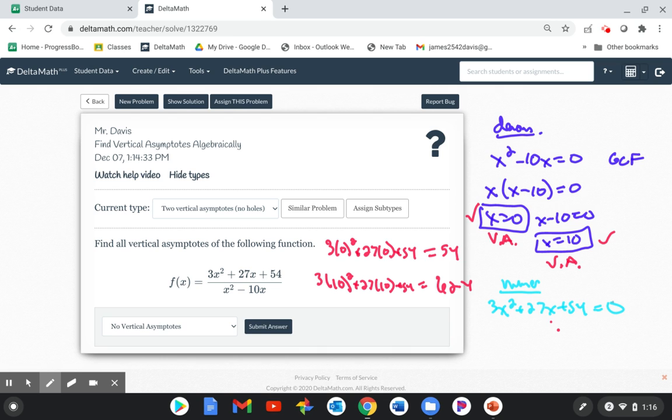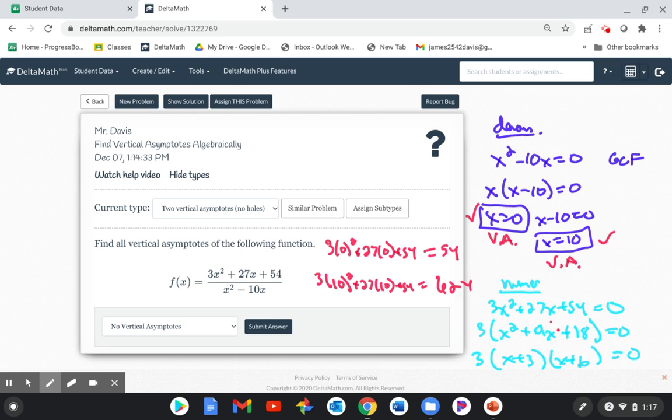Yeah, because 54 is divisible by 3. So if you pull out a 3, it'll become x squared plus 9x plus 18, because 18 goes into 54 3 times. You then will get 3 times, you need two numbers that multiply to give you 18 and add to give you 9. That would be 3 and 6. So x plus 3, x plus 6.